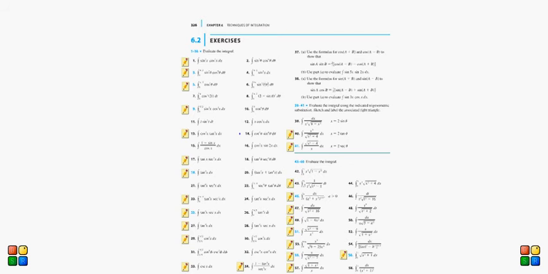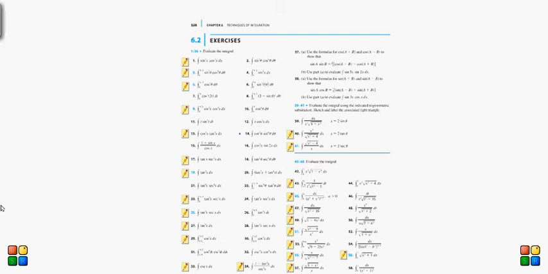In this video, we're going to work through three examples of integrals that can be evaluated using trig substitutions. These integrals are from section 6.2 of the book, which is titled Trigonometric Integrals. And here we have a page from the ebook. This is the page of exercises from section 6.2.